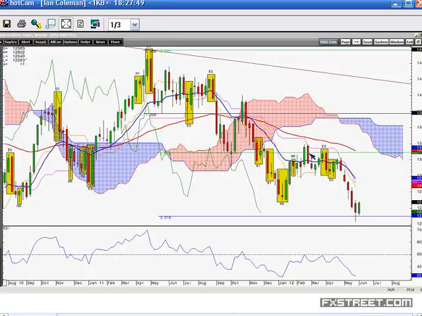So I've got dollar Swiss telling me I should be looking for shorting opportunities, and then I've got euro dollar that's basically screaming out that it's finished. This trend has stopped to the downside.